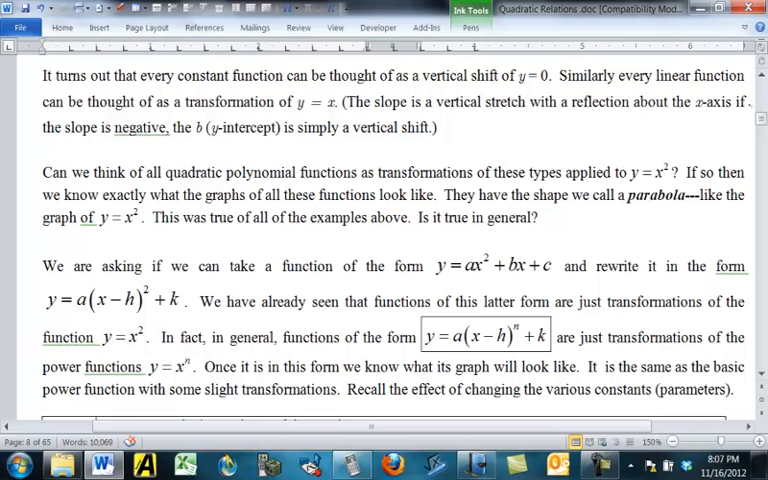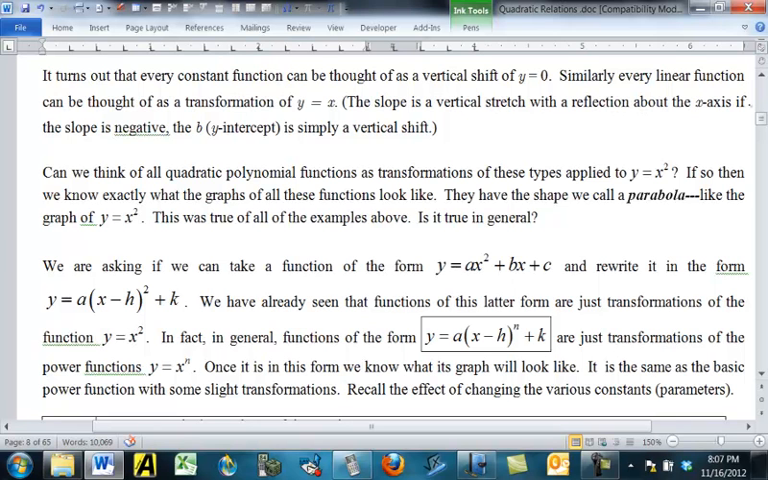y equals x squared has a geometric shape called the parabola. There's actually a geometric definition of a parabola, but it turns out to be that. Now for example, y equals x to the fourth looks kind of like that, but it's not truly a parabola. So really that parabola term should only be referred to y equals x squared and transformations of it.